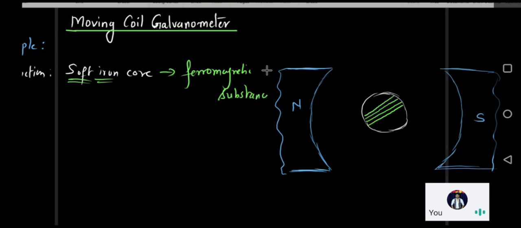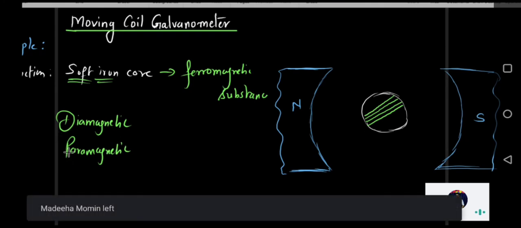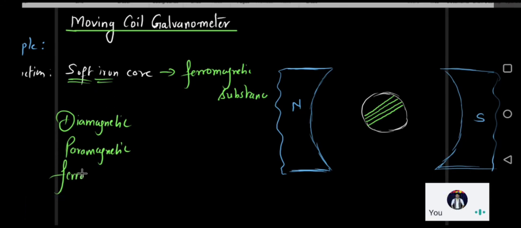There are different types of materials. There is diamagnetic material, paramagnetic material, and ferromagnetic material. This part is removed now from your portion, the last part of the fifth chapter, but still we will discuss it. So what exactly is diamagnetic? Supposing you place a diamagnetic material in a uniform magnetic field, this material is going to repel the magnetic field.